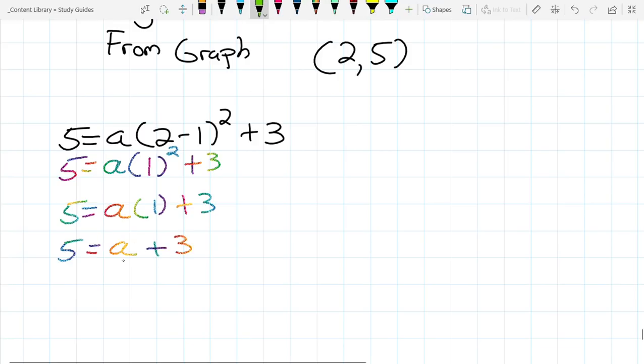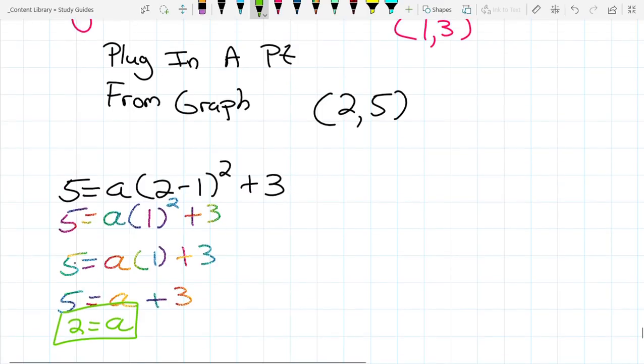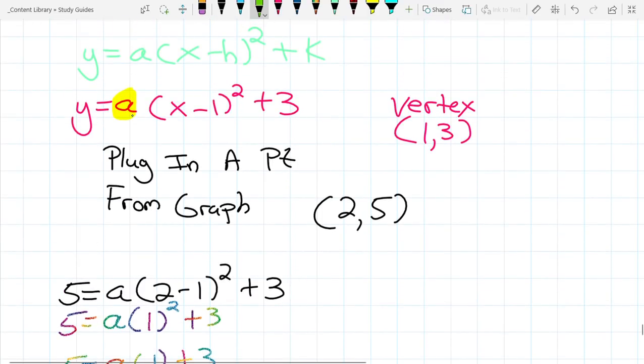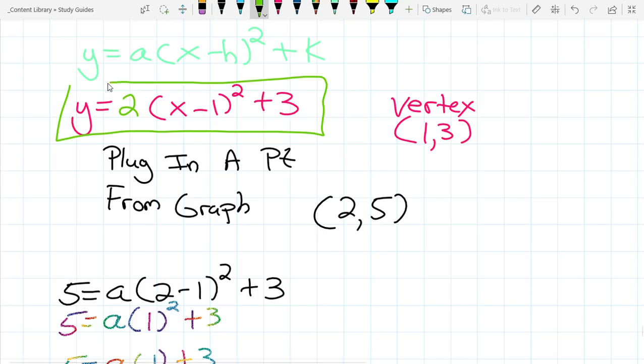So now, what plus 3 gives you 5? Well, that's got to be a 2. So we now know what a is. A is equal to 2. So we go back to our equation. Now we don't just put in a here. We get rid of that a, and we put in what we just figured out it was, which is a 2. And now we have our final answer.